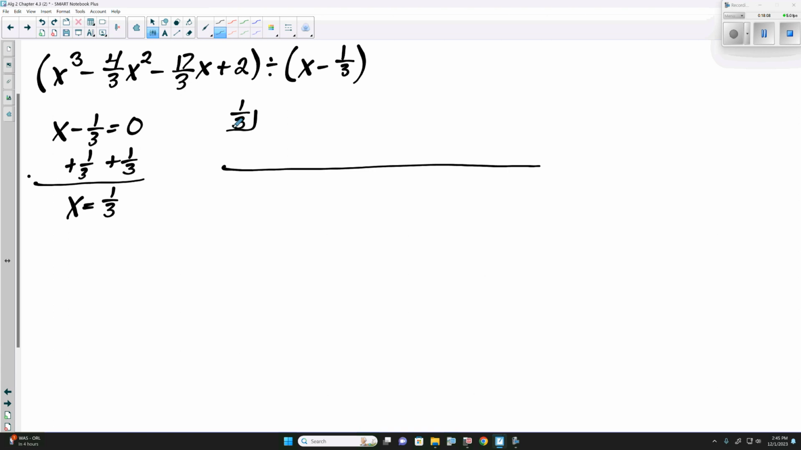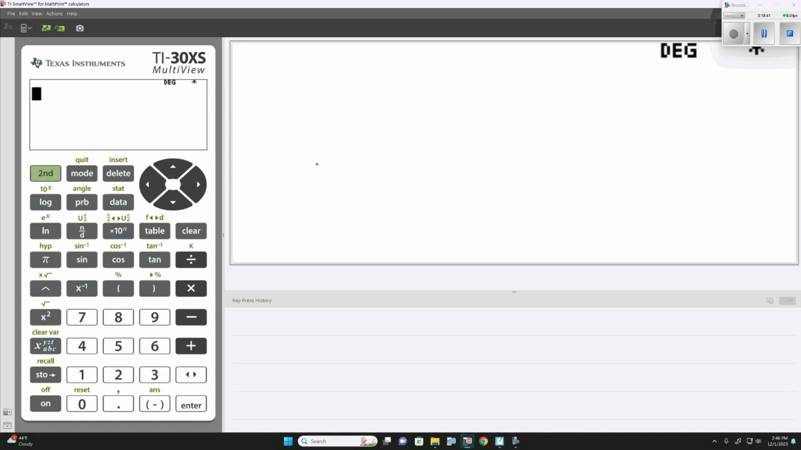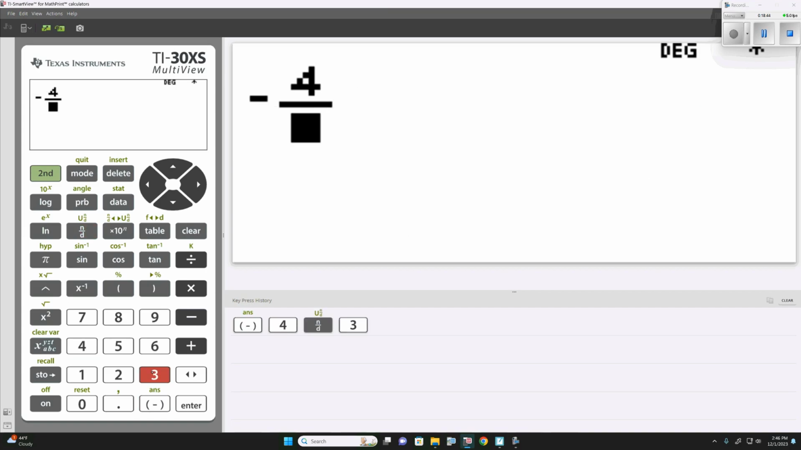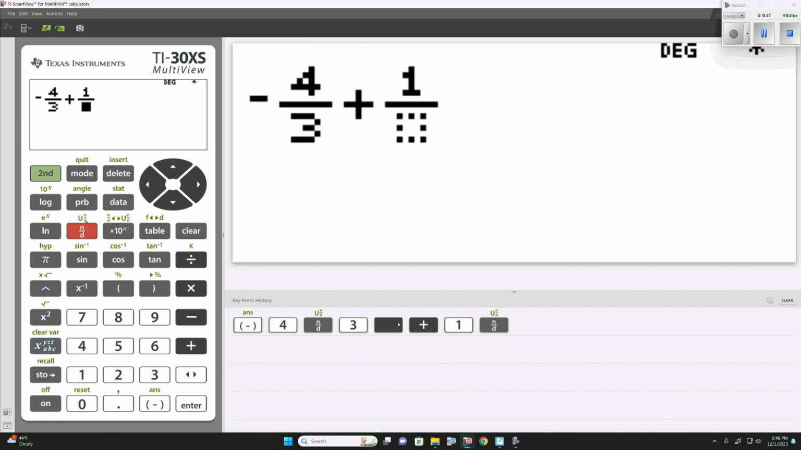So we're going to put the 1/3 there. Our numbers across the top would be 1, -4/3, -17/3, and 2. And we bring the 1 down. And our first step is to multiply the 1/3 by our 1 below, which gives us 1/3. We put it on the next one and add straight down. Now for this here, we can do -4/3 plus 1/3 in the calculator, giving us -1.